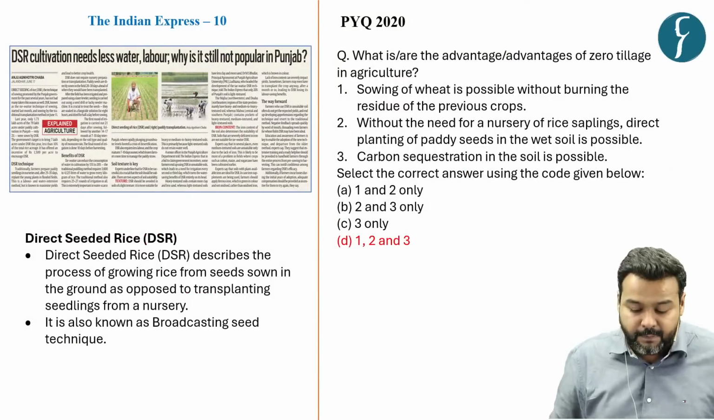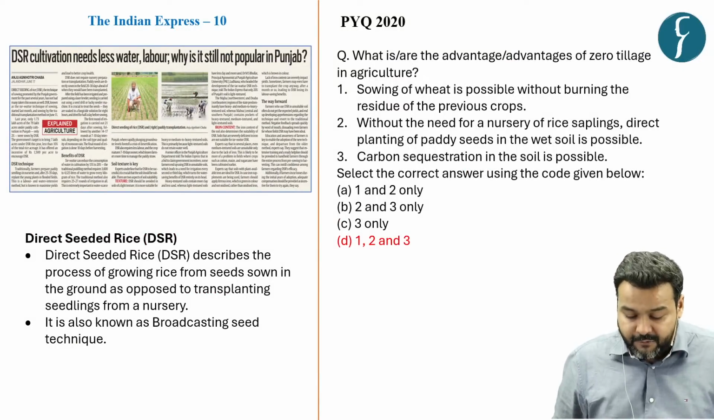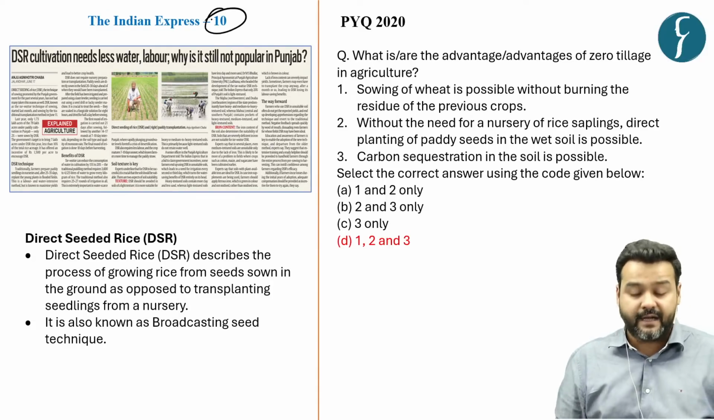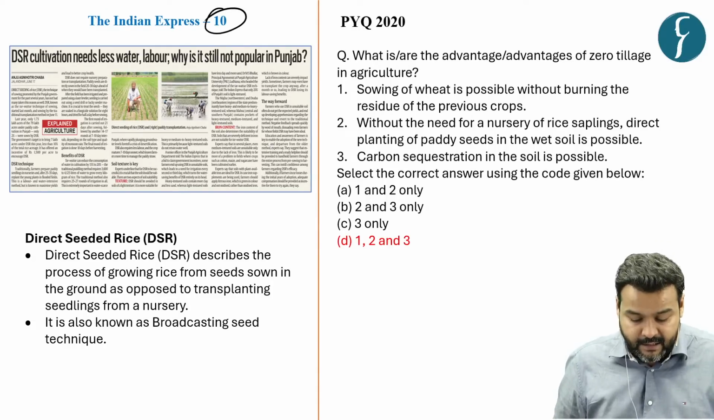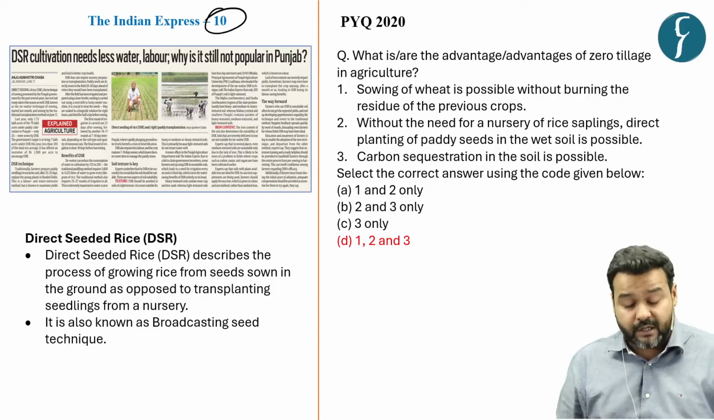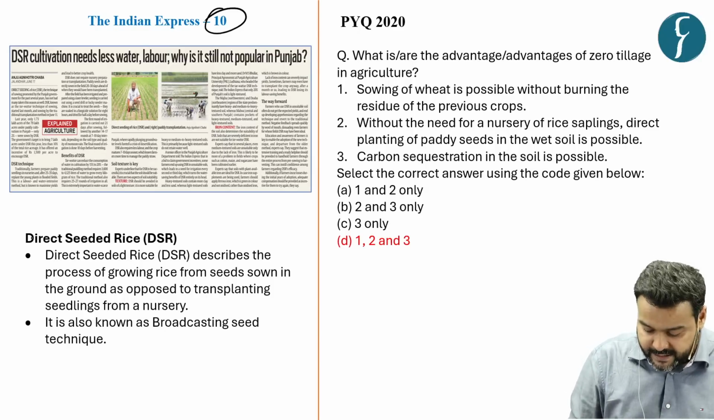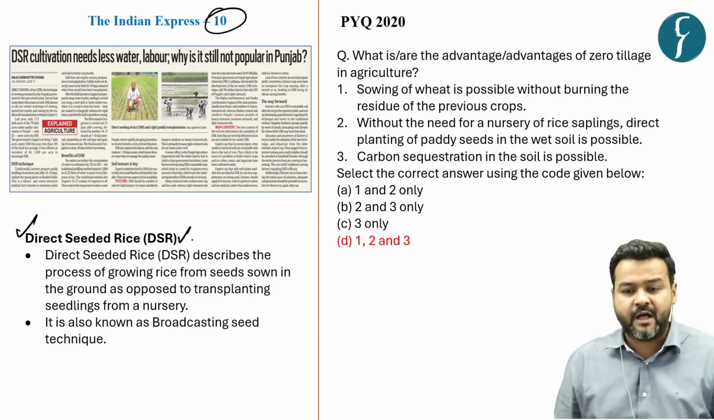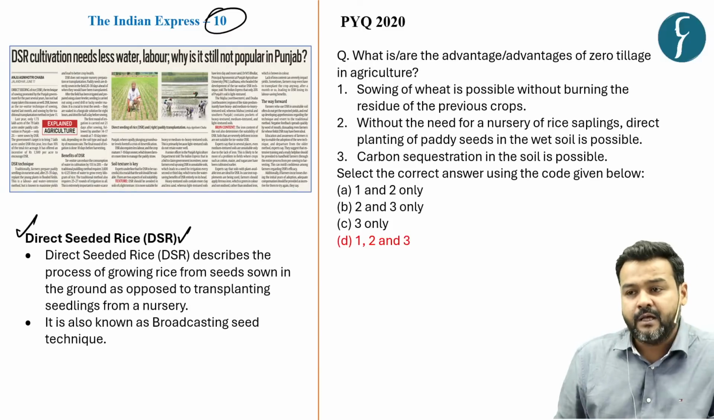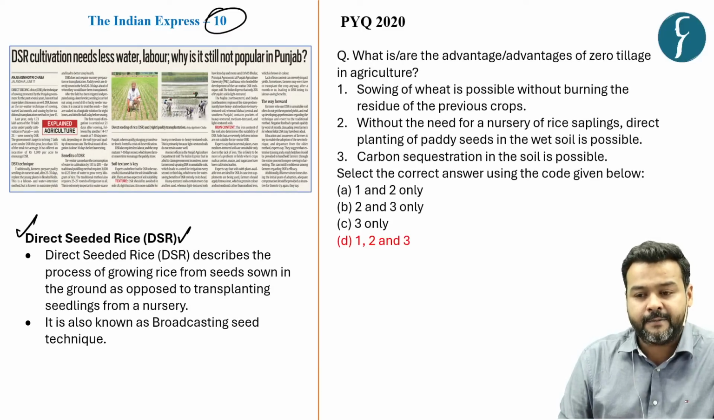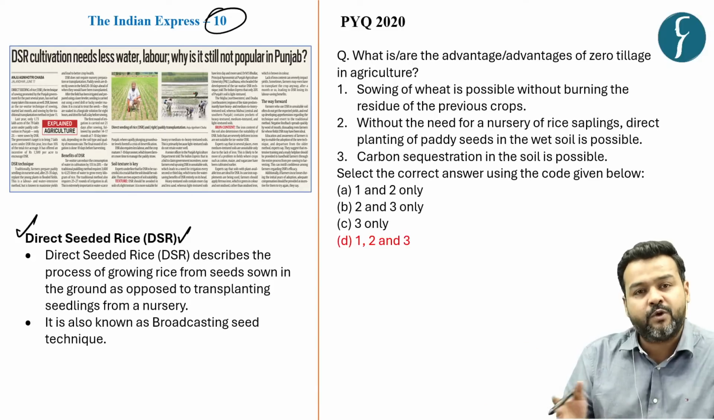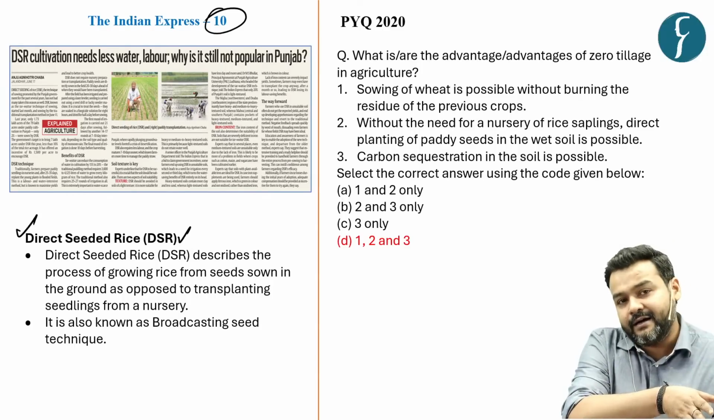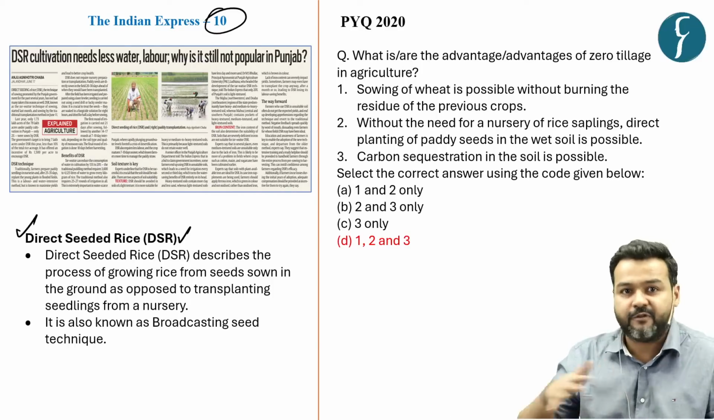Let us move on to the prelim section of today's session. The first news article, which featured on page number 10 of the Indian Express newspaper, is based on one agricultural technique, direct seeded rice, that is DSR. As the name suggests, if you have visited any rice farm field, you might be aware that seedlings are grown in a nursery, and once they grow up to a certain size, they are transplanted to the main field, the flooded water field.